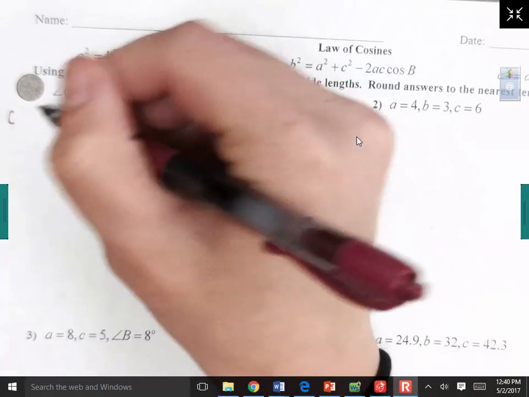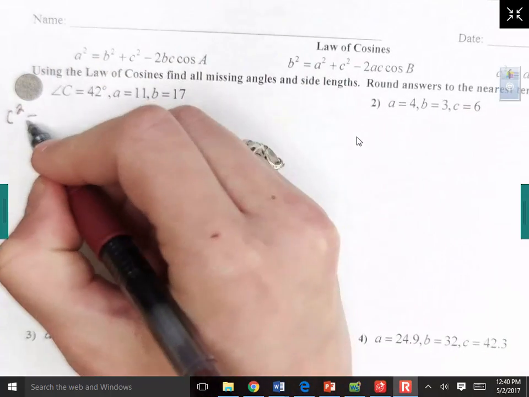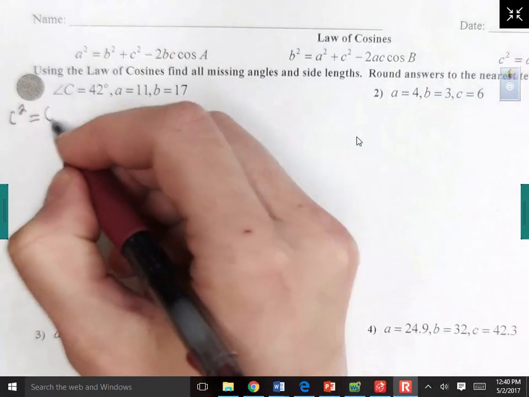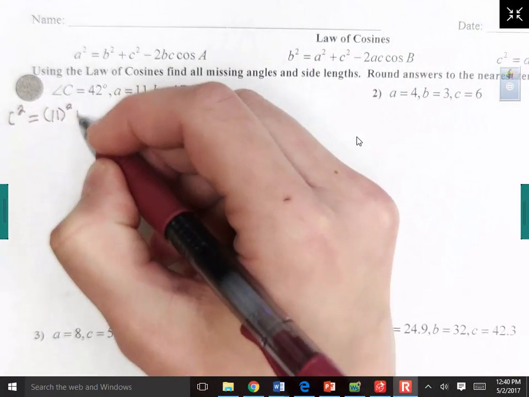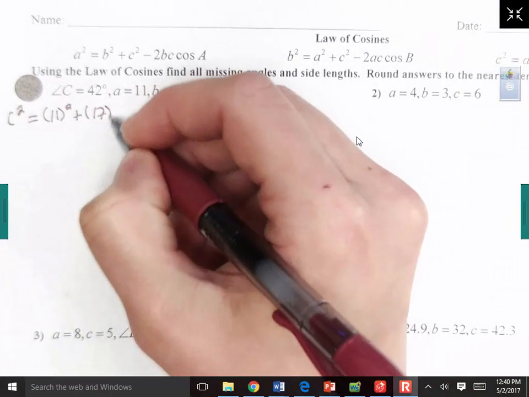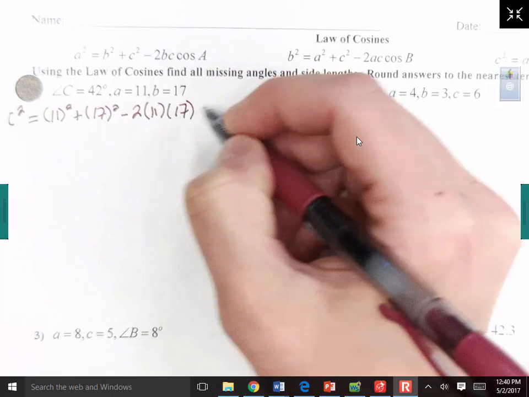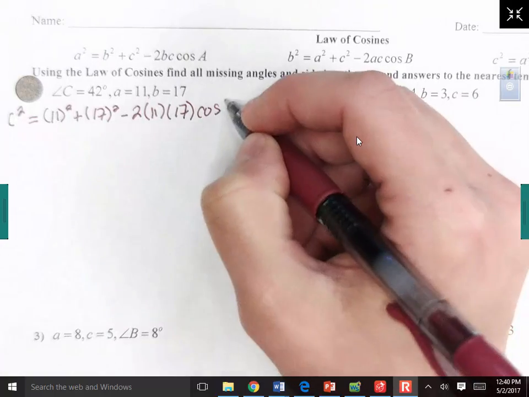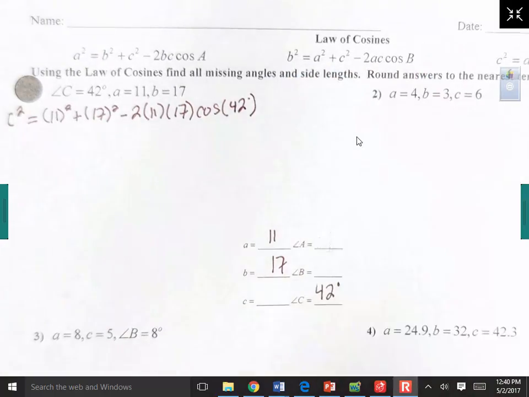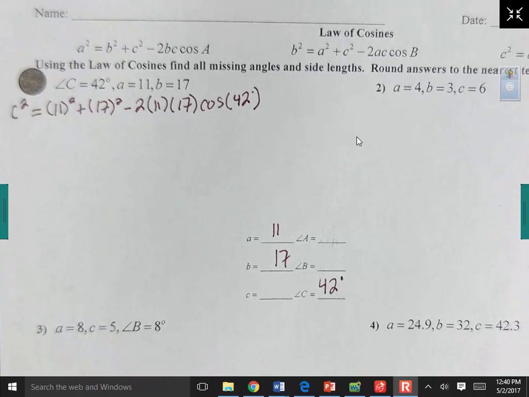So that's the third one. This would be c squared, which is what we don't know, is equal to a squared, which would be... All right, we can simplify this by hand, okay? So what is c squared equal to?